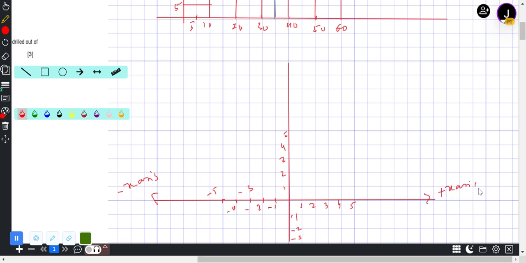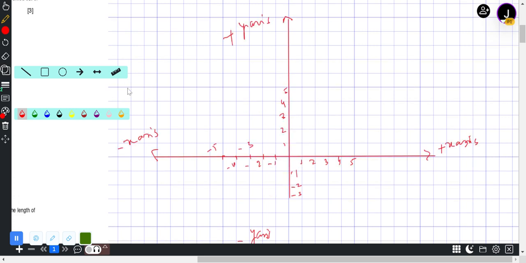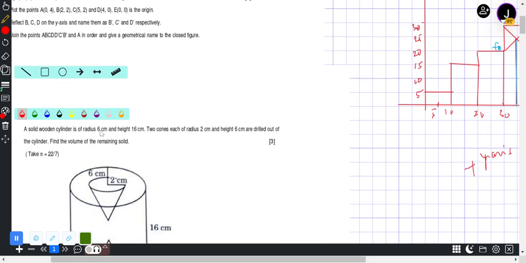That is how you do the sums, right? And this is a positive y-axis, and down is your negative y-axis, right? Now, what are the points given? Points, I guess, are all in the first quadrant.